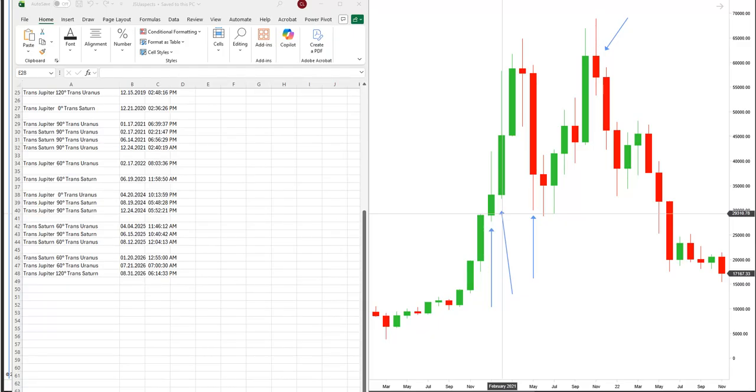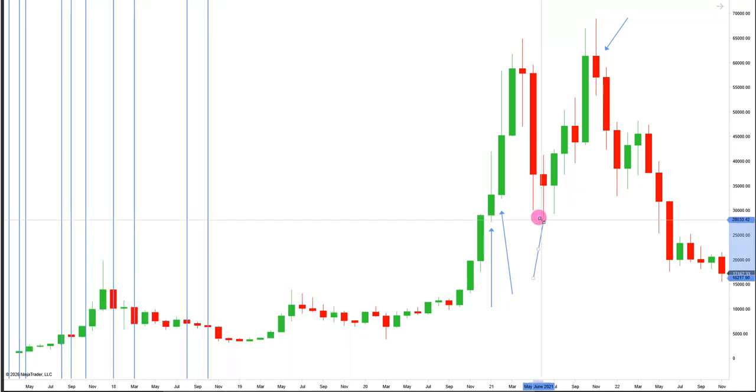Remember, it was 2013, 2017, and now 2021 to the major highs. So then the June aspect was here at the low, right there. And then the last one, the December aspect, was right here, just behind the November high.